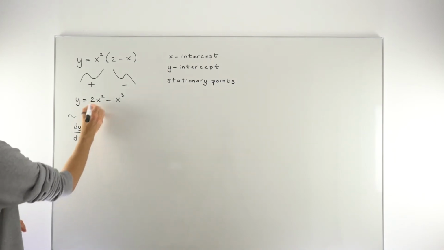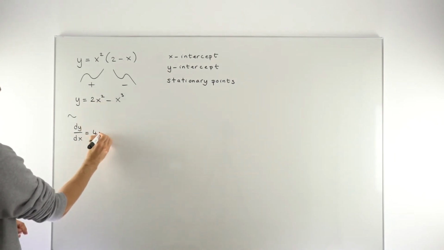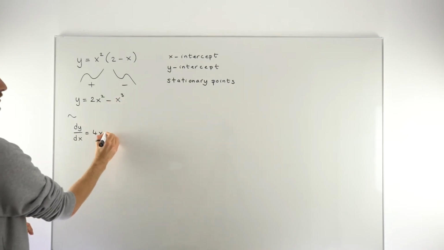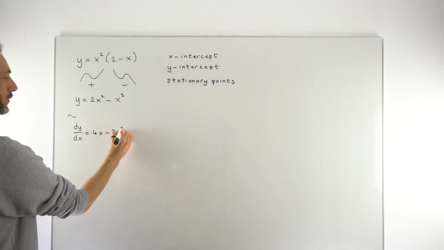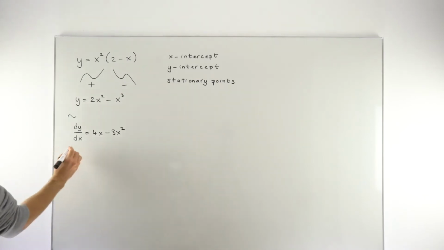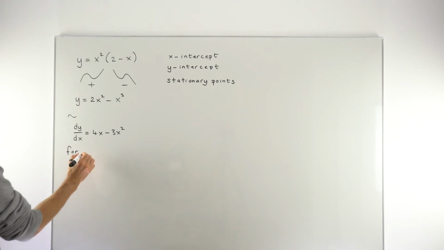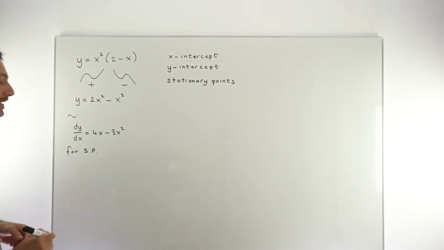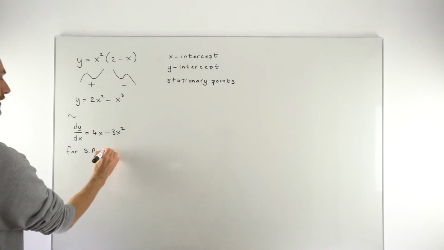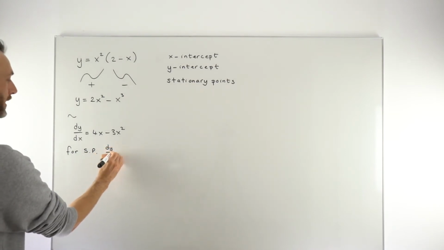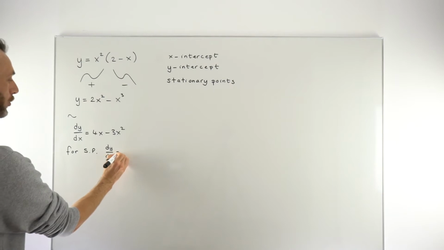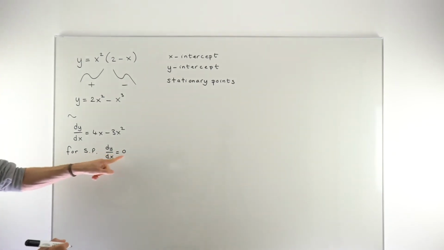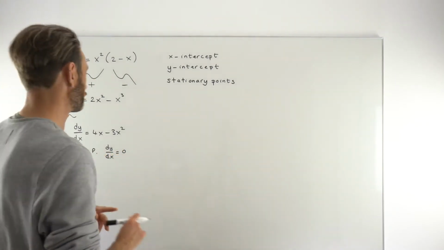So the 2x squared differentiates to 4x. The negative x cubed term becomes a minus 3x squared. And then it's good to write in a little sentence, something like, for the stationary points, or for the local maxima or minima. I'm just going to abbreviate that to for SP, stationary point, the derivative has to be 0. The derivative is 0 always at the stationary point. So this is the sort of key fact we're going to use to help us find those stationary points.